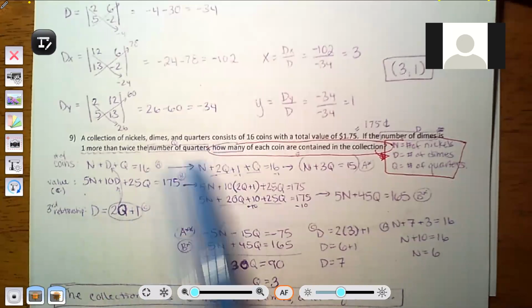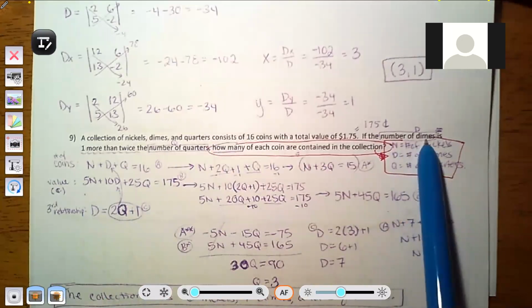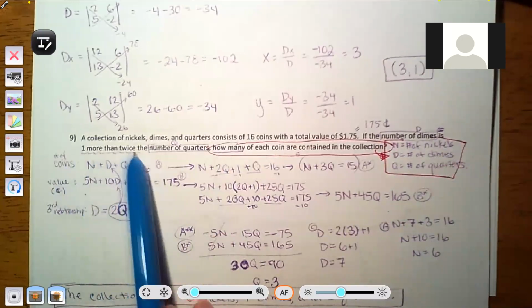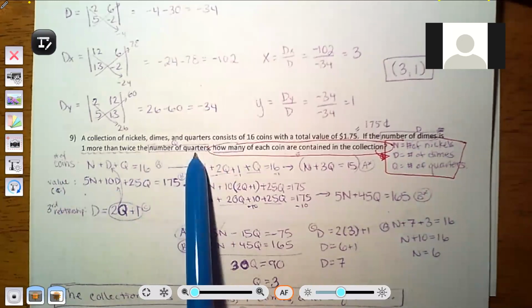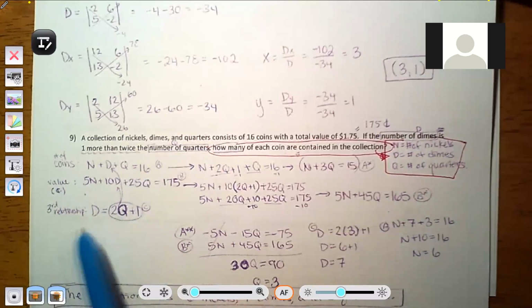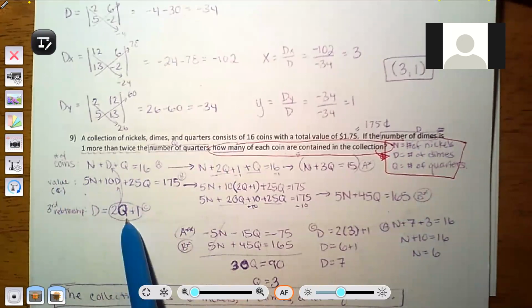And then there was one other statement here that says the number of dimes, so that's D, is equal to 1 more than twice the number of quarters. Number of quarters is Q. So dimes is 1 more than twice the number of quarters.